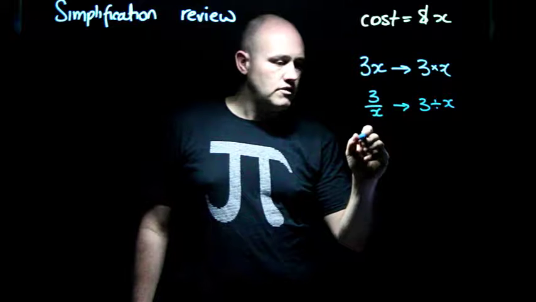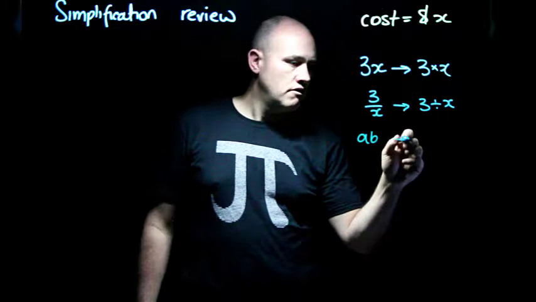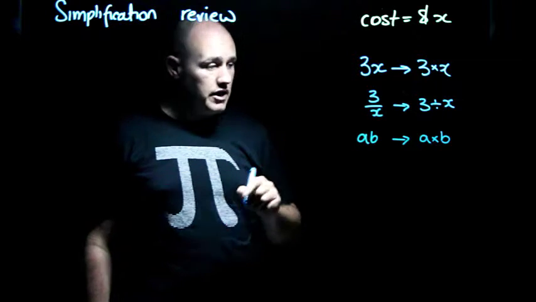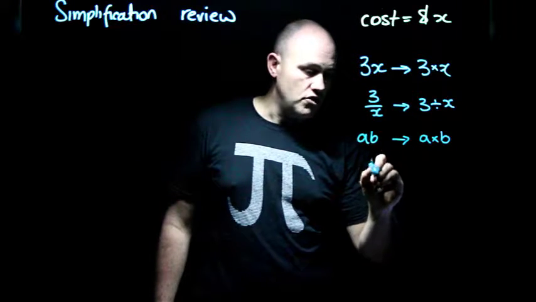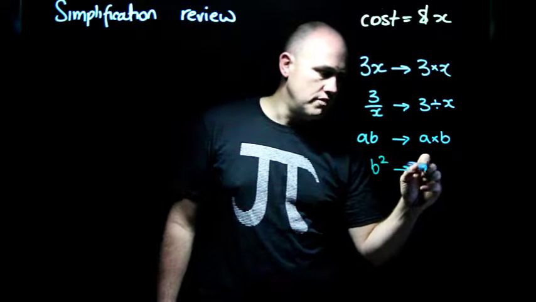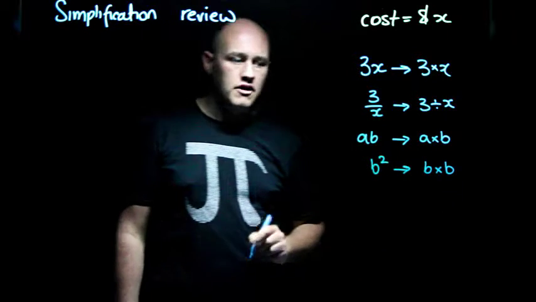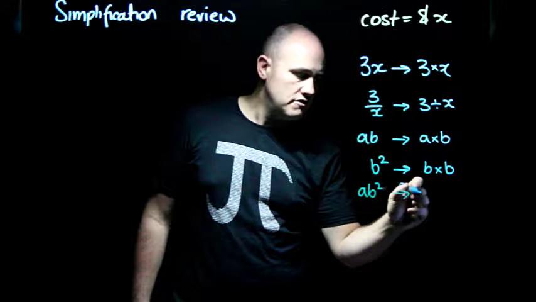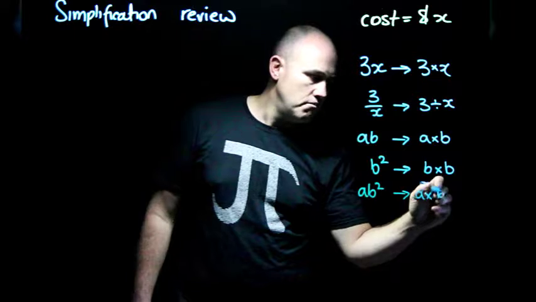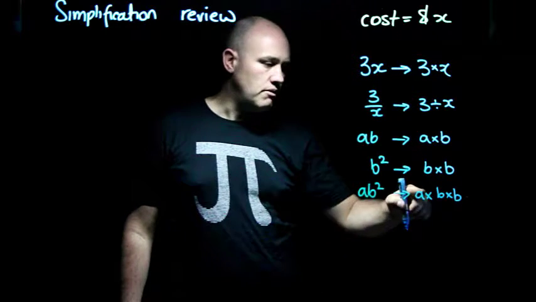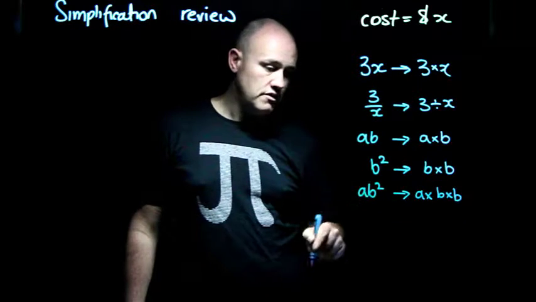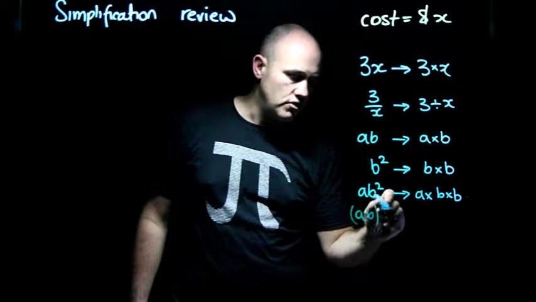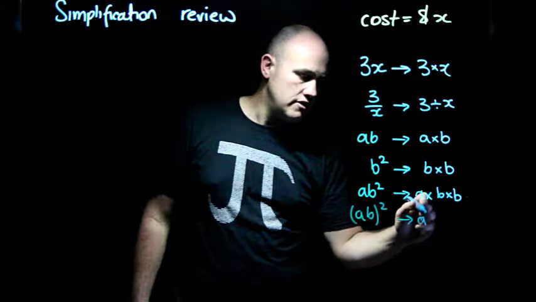And if I have something like ab, this means a times b. There's my two pronumerals together. Now here's a couple of other tricky ones. First of all, b squared just means b times b. But we might have something like ab squared, and this means a times b times b, so we end up with this expansion. Not to be confused with ab in brackets squared, which is a squared b squared.